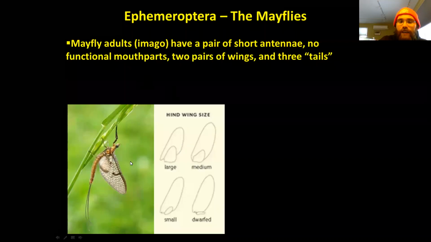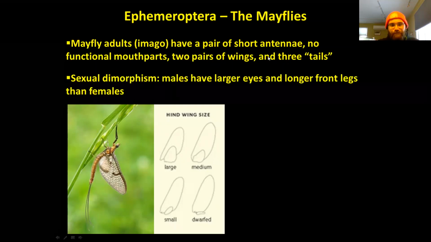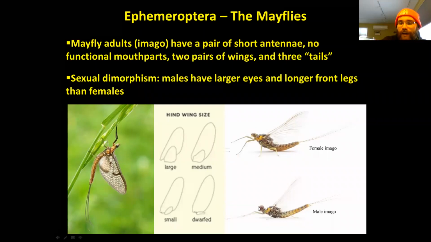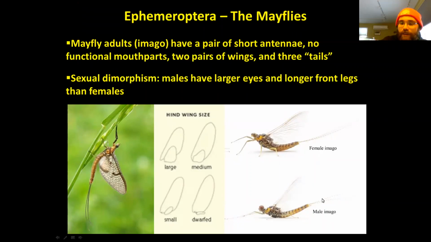Just a better look at what their hind wings can potentially look like. They can vary in size, some of which can be almost non-existent in appearance. And sexual dimorphism exists in mayflies. So the males are going to have larger eyes, and they are also going to have longer front legs than the females. So the males have larger eyes, so when they are flying around, they're going to be able to see the females as they're flying around. And then when they are mating, they use the long front legs to hold the female while they're mating and flying through the sky.